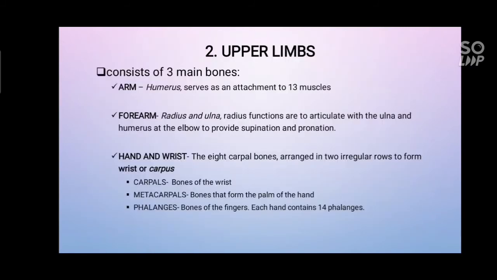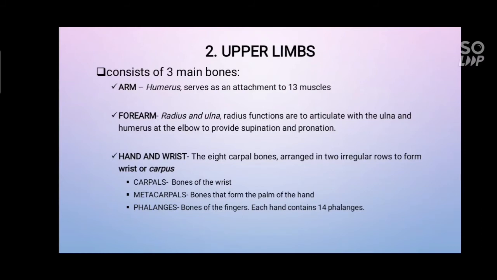The upper limbs consist of three main bones: the arm or the humerus, which serves as an attachment to 13 muscles, and the forearm, radius and ulna. The radius articulates with the ulna and humerus at the elbow to provide supination and pronation, while the hand and wrist are composed of carpals, metacarpals, and phalanges.